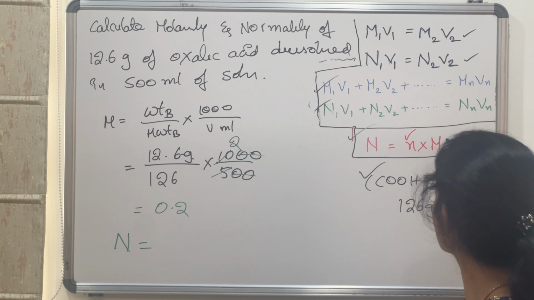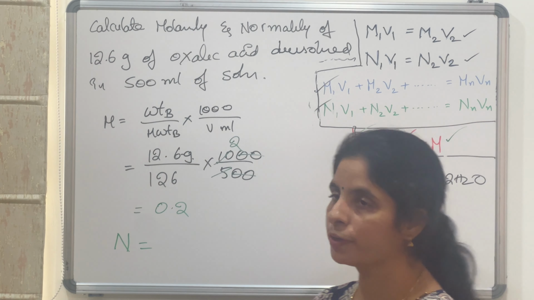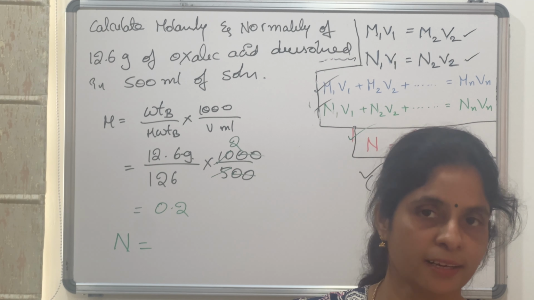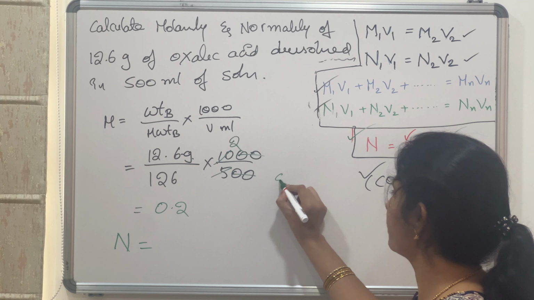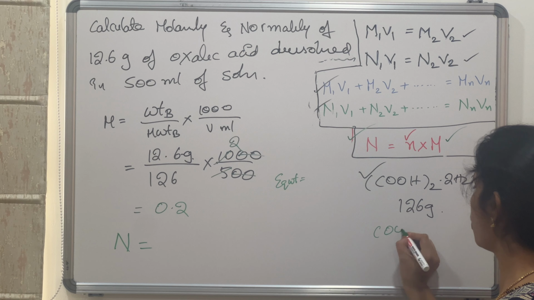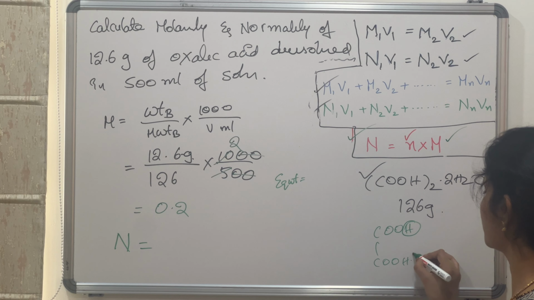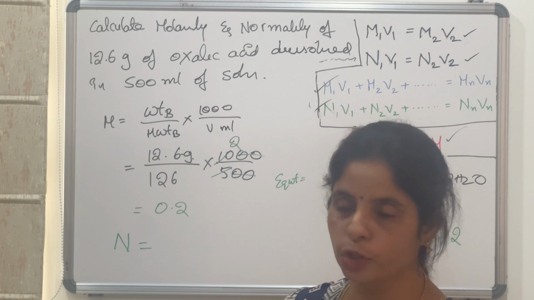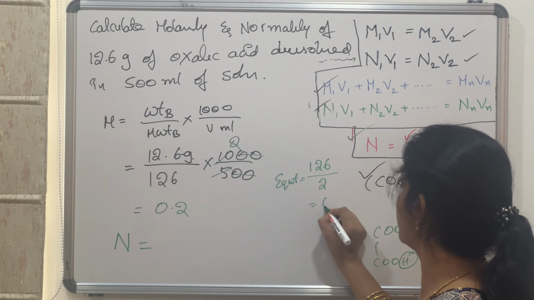Now to calculate normality, in your board exam you can use this master formula, a masterpiece shortcut. If you want to calculate the normality, first you need to find out the equivalent weight by molecular weight divided by n factor. How to calculate it for oxalic acid? Oxalic acid has COOH, so how many hydrogens are replaceable? 2 replaceable hydrogens. The n factor for oxalic acid is 2. So the equivalent weight is 126 by 2, which is equal to 63.